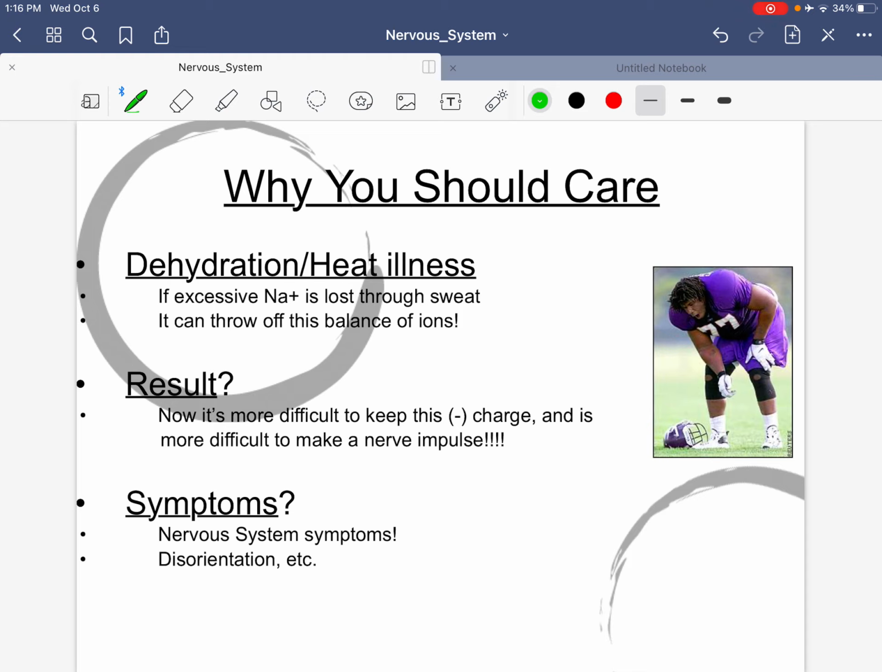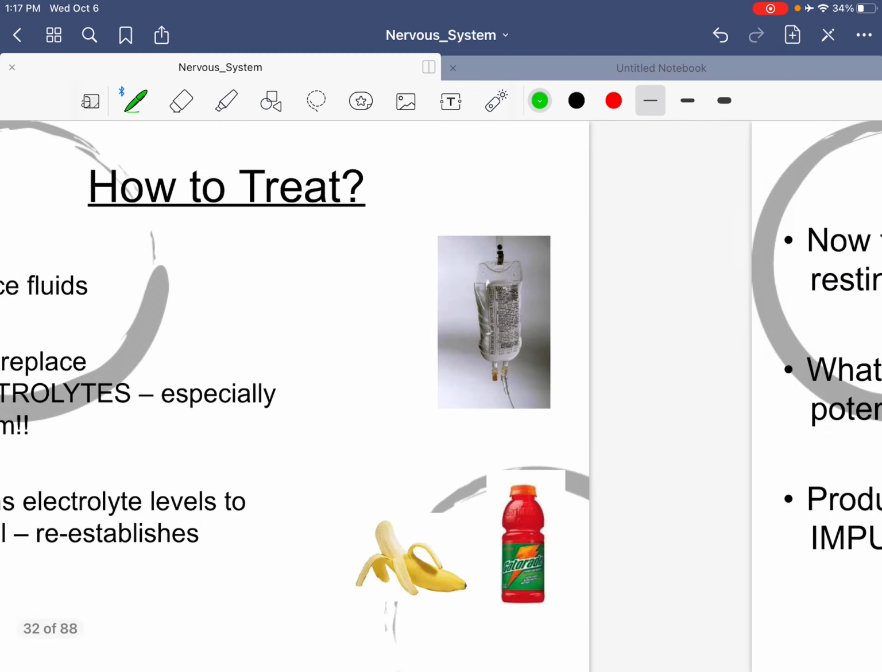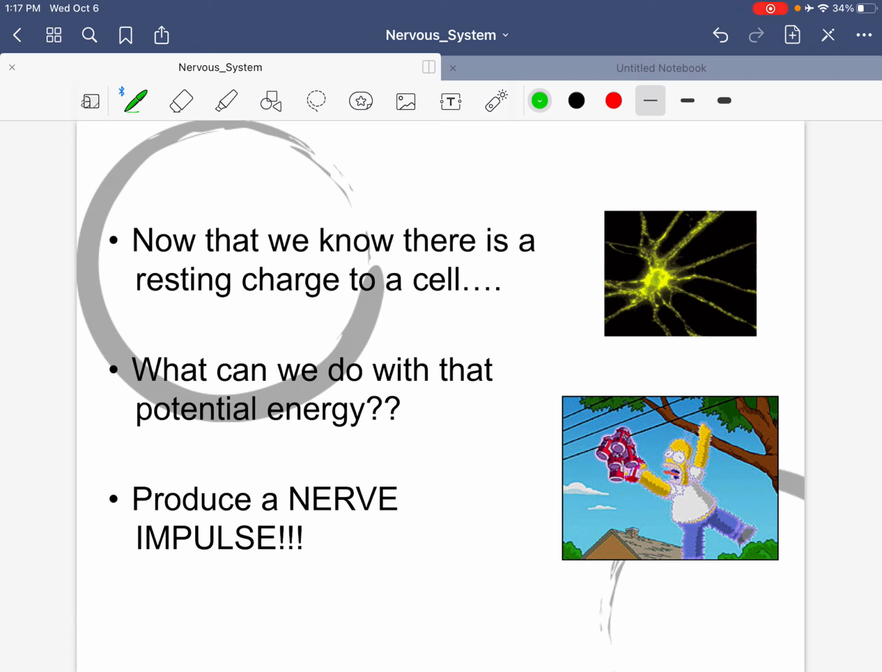I mean, what are some of the symptoms of severe dehydration? Confusion, headache, disorientation. So when you are severely dehydrated, you lose sodium in addition to water through sweat. You don't replace it. We throw off this balance of potassium and sodium. It messes with this resting membrane potential, and it messes with our ability to make a nerve impulse. That's why there are nervous system symptoms. So this will come up. When someone's dehydrated, we not only want to replace them with water, we need to properly replace the electrolytes so we can maintain this proper balance of ions between the sides of the cell membrane.